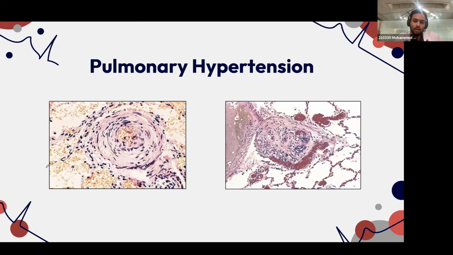Now, the next thing is pulmonary hypertension. Pulmonary hypertension is, from the name itself, high blood pressure in the pulmonary circulation. Can someone tell me the two findings that you can see here?